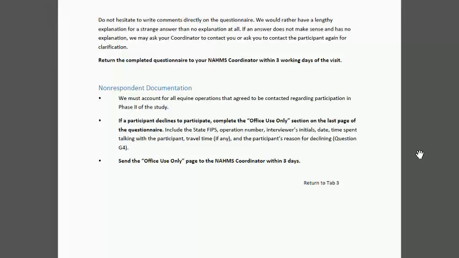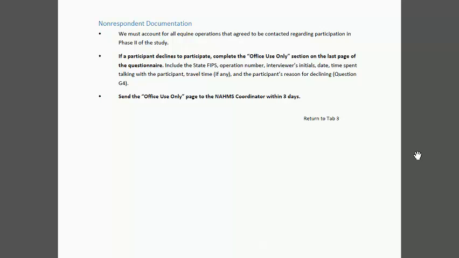We do need to account for all of the operations, so please indicate on the non-respondent documentation if they declined and the reason, or if you couldn't reach them, the attempts that were made to reach them. We don't expect 100% participation. We're very hopeful that everybody will participate, but we recognize some people will decline, but we do need to account for them.